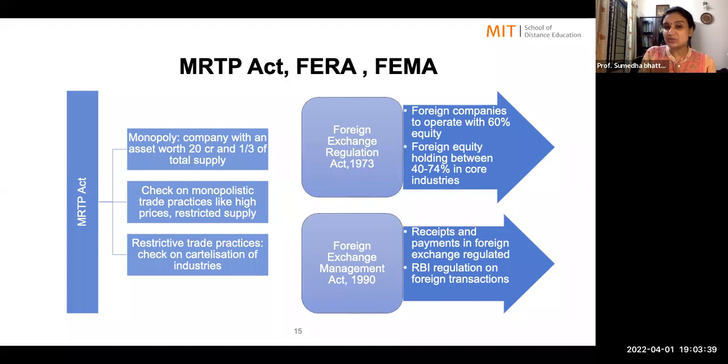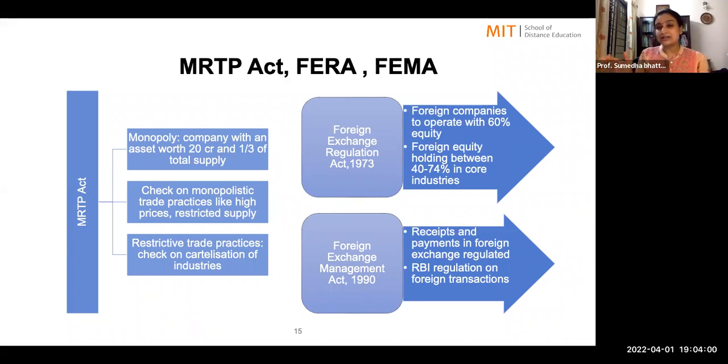Then various measures were taken to keep a check on monopolistic trade practices. That is, whether the producers are deliberately hoarding the goods, reducing the supply, creating a scarcity, and then selling it at a higher price or not. So the government used to keep a check on such practices. And third, restrictive trade practices were put in check.